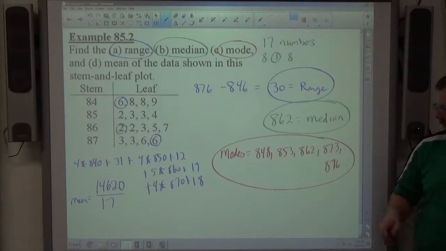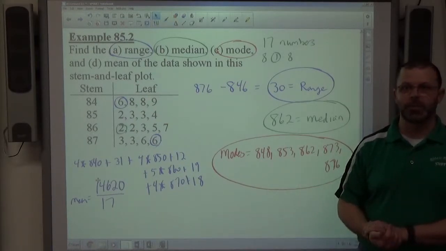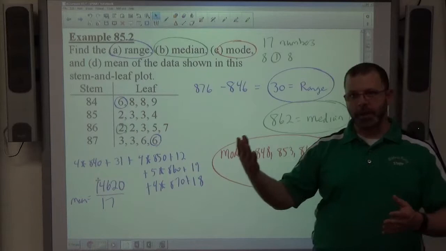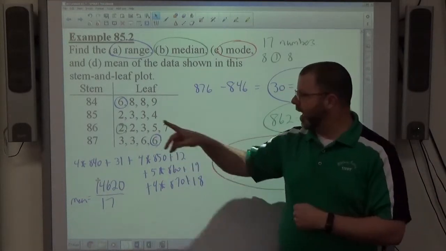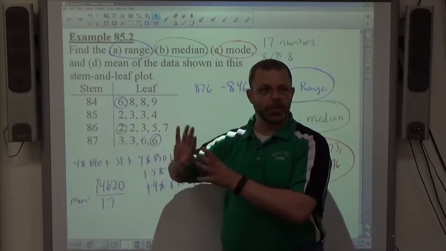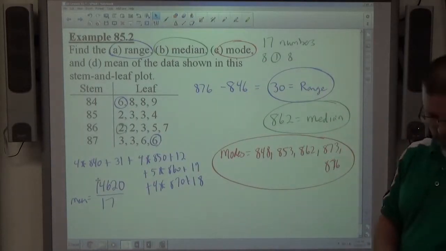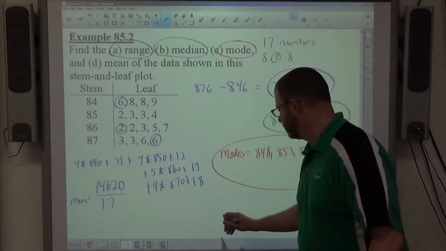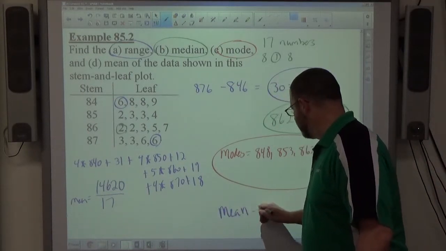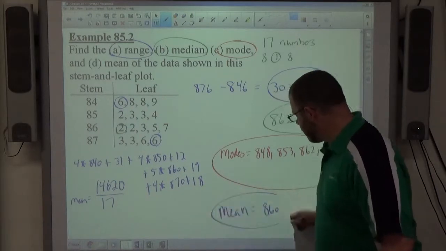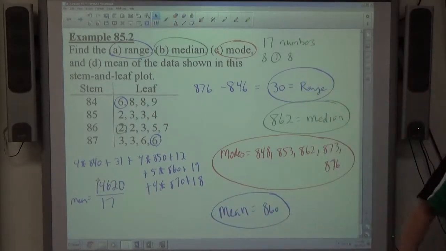That's the only way that I could see that would make it maybe a little bit simpler with a stem and leaf plot. You still get the sum of the numbers and how many numbers in this group, using 840, 850, 860, 870 as the stems. But 14,620 divided by 17 is 860, exactly. So the mean equals exactly 860. In the event that the mean comes out to a decimal, give me a couple decimal places, that'll be sufficient. But again, that's how you use a stem and leaf plot. For range, median, mode, very efficient. For mean, not so much. So, something to think about there.